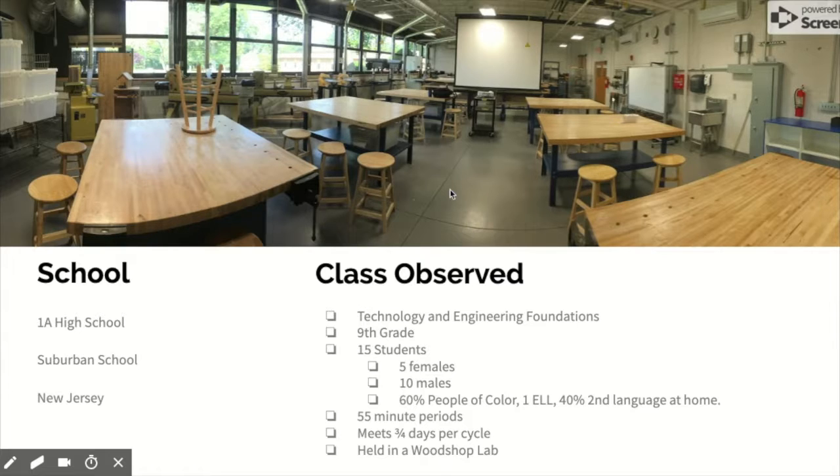The class meets 3 out of 4 days in a cycle for 55 minutes each, and it's held in the woodshop lab that you can see above. So the classroom is pretty neat. We have a full operating wood shop. There's a digital fabrication lab across the hall. There's a projector screen for one-to-many presentations, as well as a TV that you can bring up to a table.